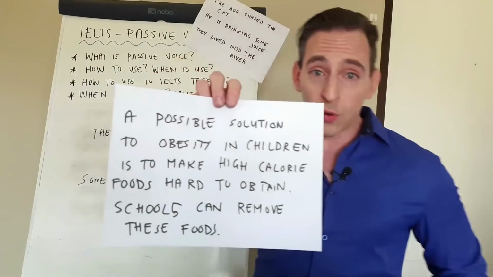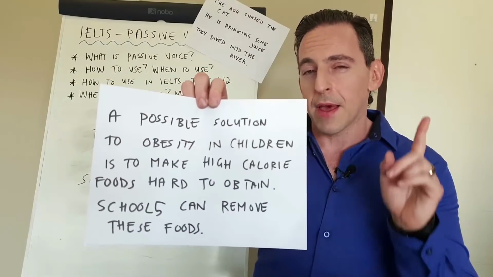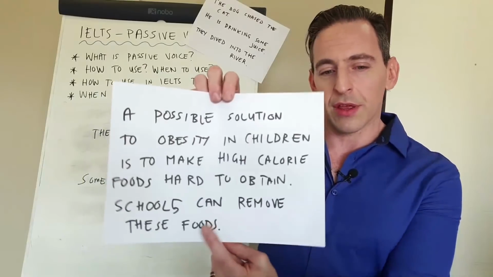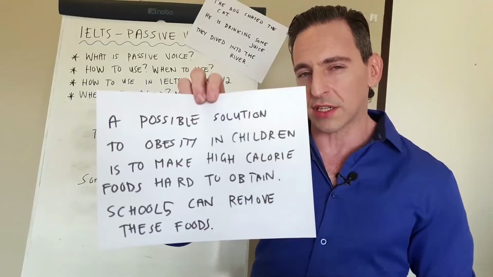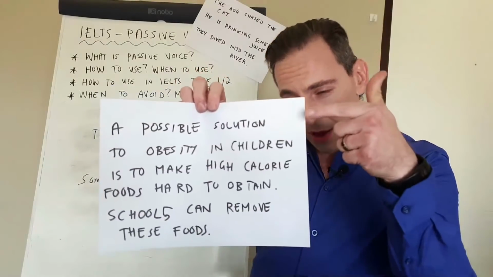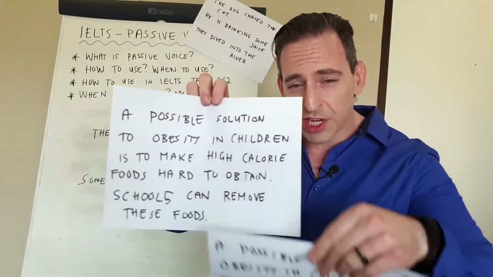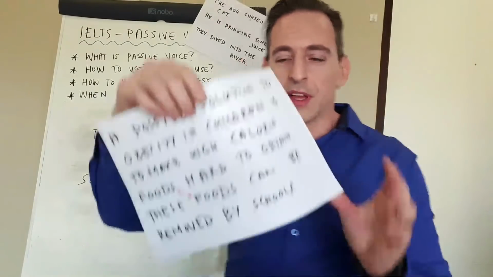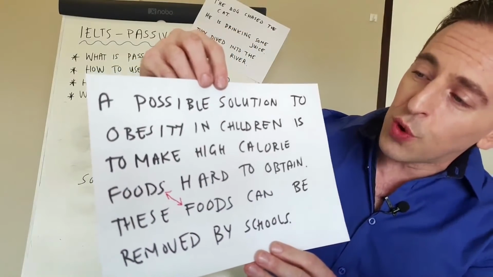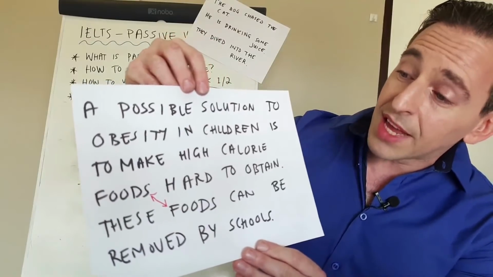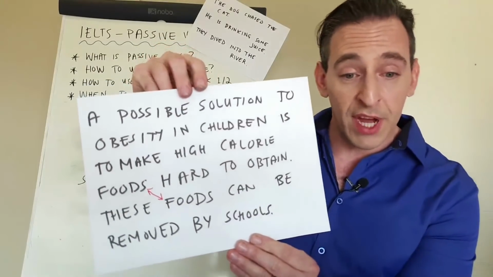Now, there's nothing wrong with these sentences. These sentences are perfectly fine. But by changing the voice from active to passive in this second sentence, we can actually make this flow so much better. Let me show you. It's like a magic trick. Okay, here we go. So what have I done? I'm going to read it again. A possible solution to obesity in children is to make high-calorie foods hard to obtain. These foods can be removed by schools.